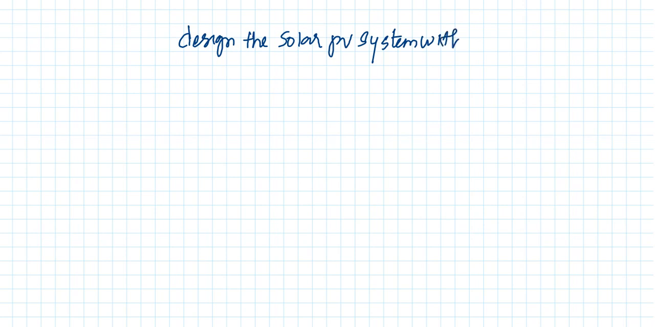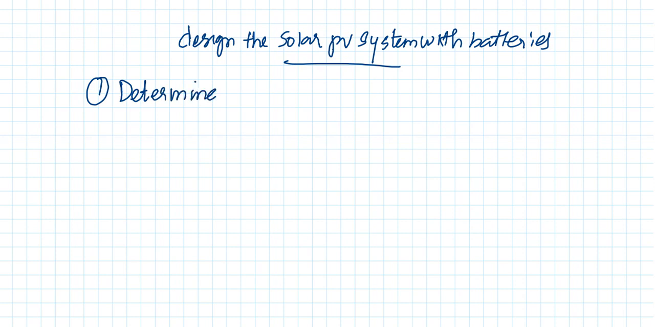Once again, I am going to revise the topic. What is the detailed procedure to design the solar PV system? First one, you have to determine the power consumption demands. So what loads are you going to use? What are the loads you are going to connect to the PV panel or the battery? So, total power consumption demands.